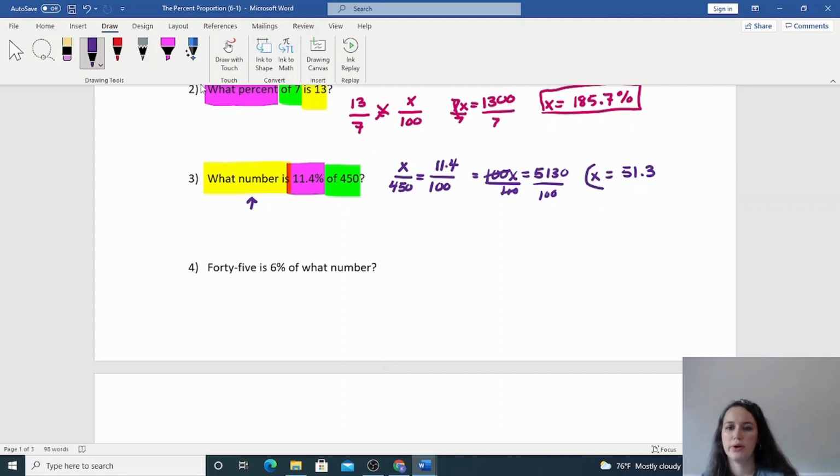And because it's a part, I don't have to put a percentage on it. So 51.3, that's the what number, okay? All right, try number 4.